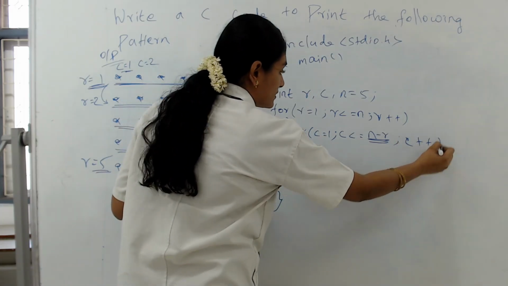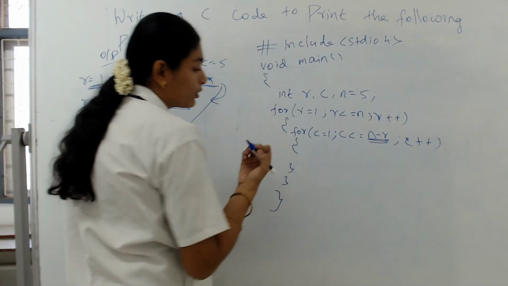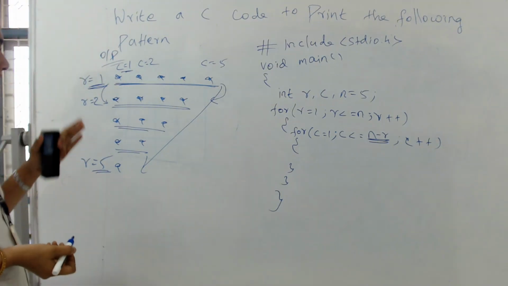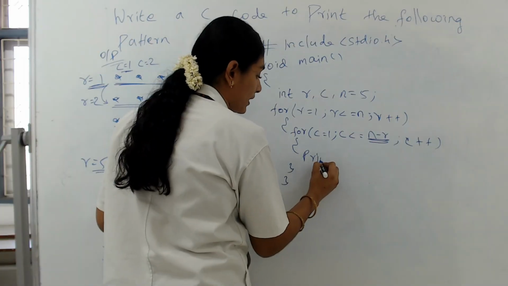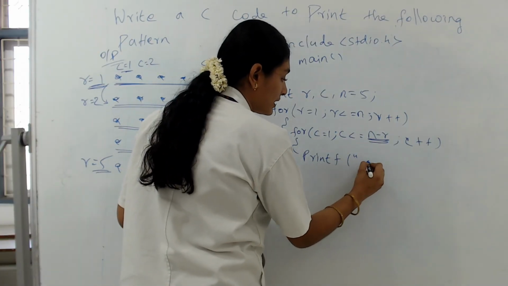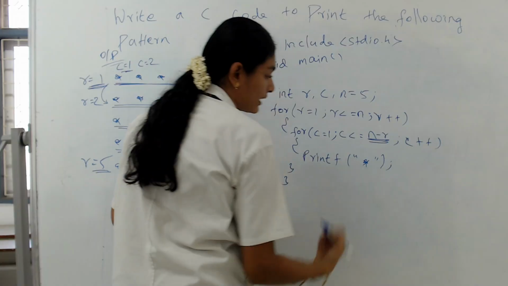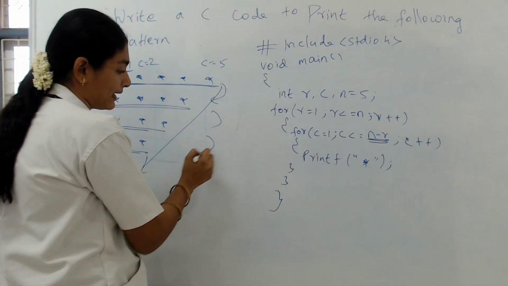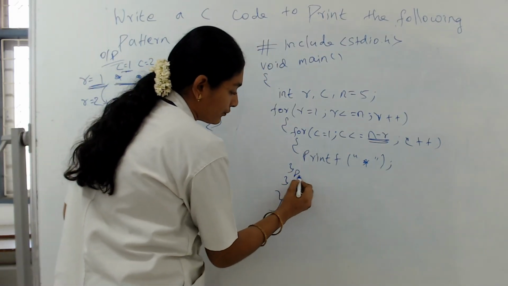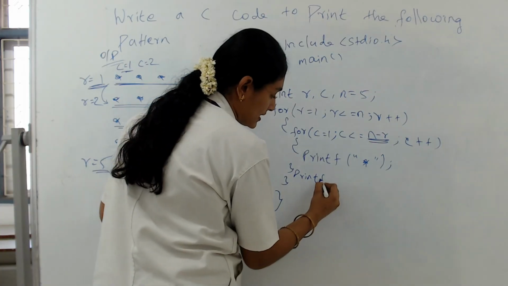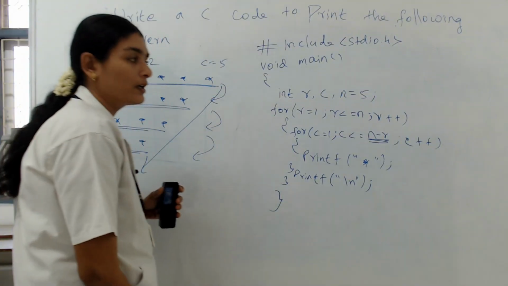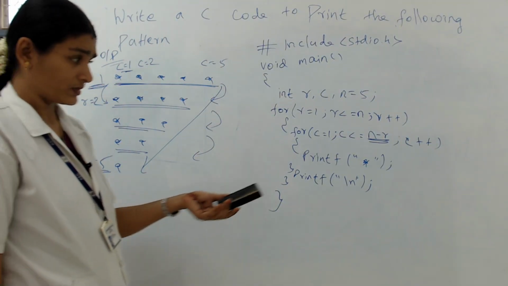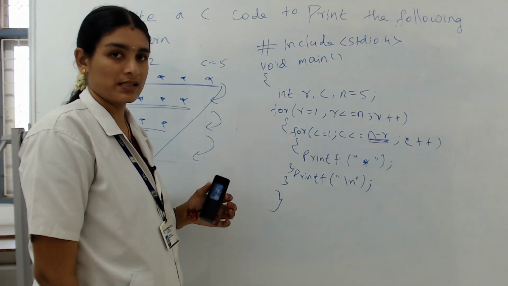C plus plus. Yes. Next, what about the printf statement? In this case also we are going to print star. So in your printf statement, write printf within double quotes, star. Okay. This is also a line by line output. So after the inner for loop, add a new line character, that is slash n. So write printf slash n like this. Semicolon is used to indicate the end of the statement.